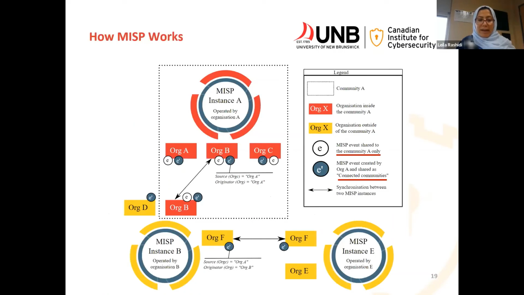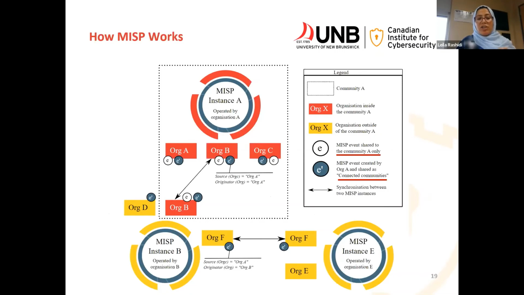Now with an example, I show how MISP works. For example, look at this figure. You can see that we have an organization called Organization A. It has a MISP instance, and also we have a community for these organizations. Organization B and Organization C are two members of these communities.